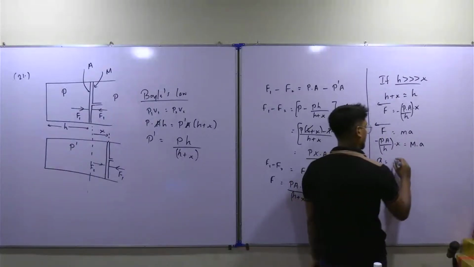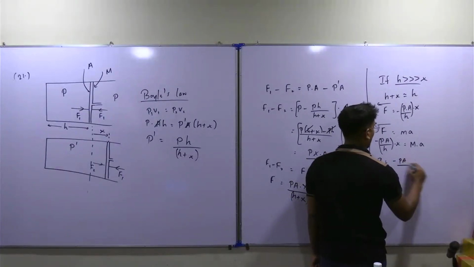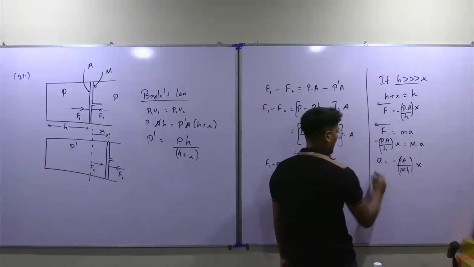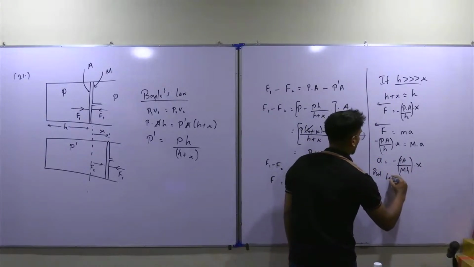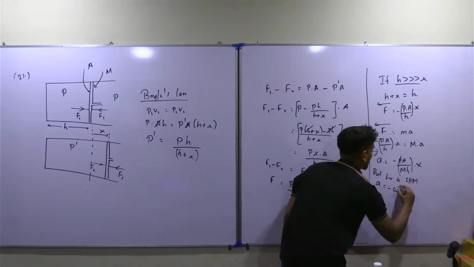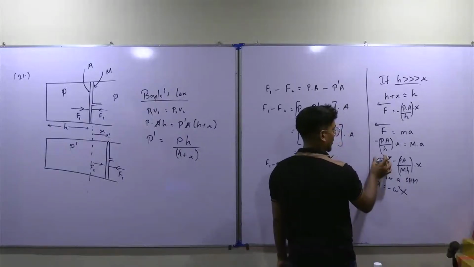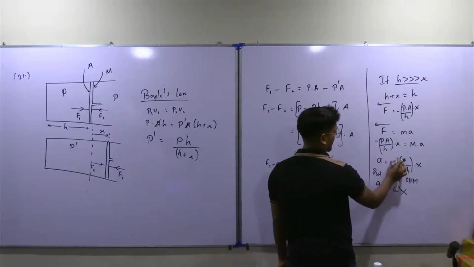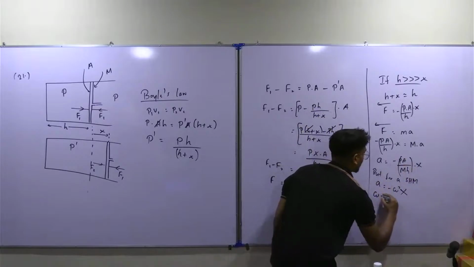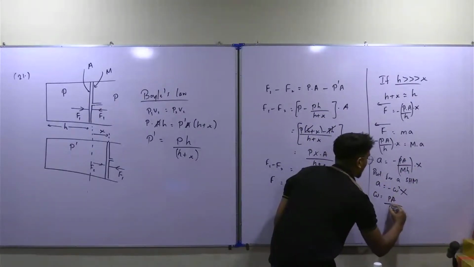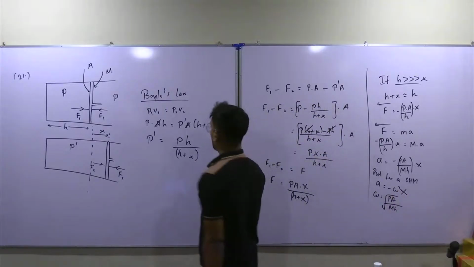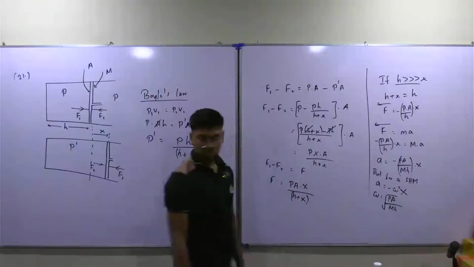So acceleration of the piston is minus PA over MH times X. But for a simple harmonic motion, you know that the acceleration is equal to minus omega square x, right? A is there, A is here, minus sign is there, x is there. So you can compare these two equations. So you have omega equals the square root of PA over MH. Now you know the angular velocity.